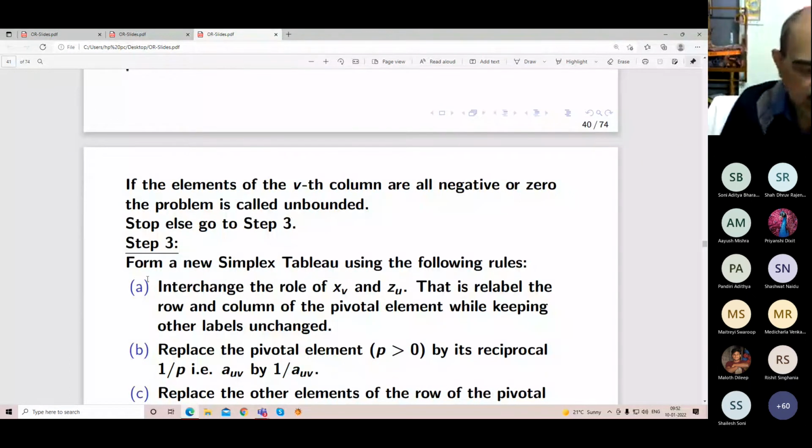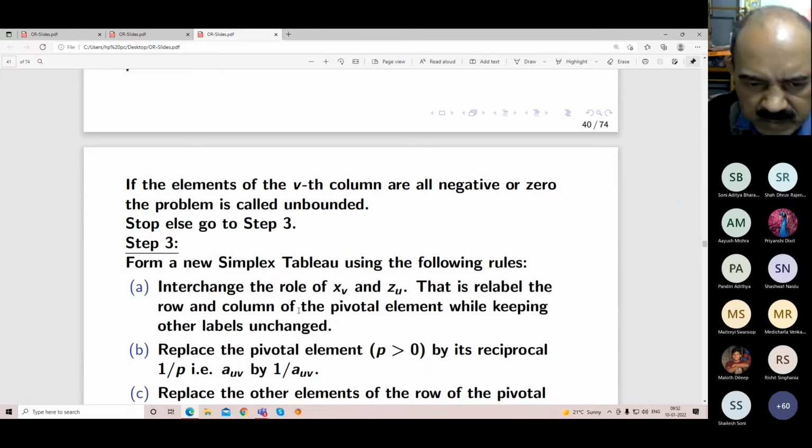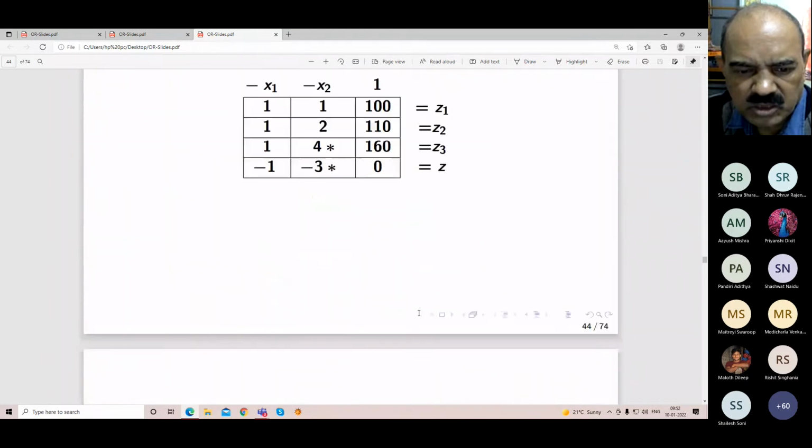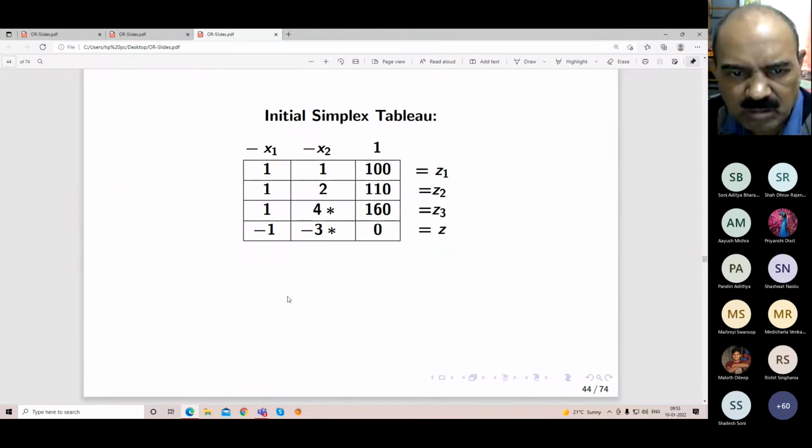What should we do? Once you have detected the key element, we form a new table. In the new table, we interchange the role of XB and Zu. That is, relabel the row and column of the pivotal element while keeping the other labels unchanged. I'm coming to this table. So this is the first table. We have to draw a similar table.